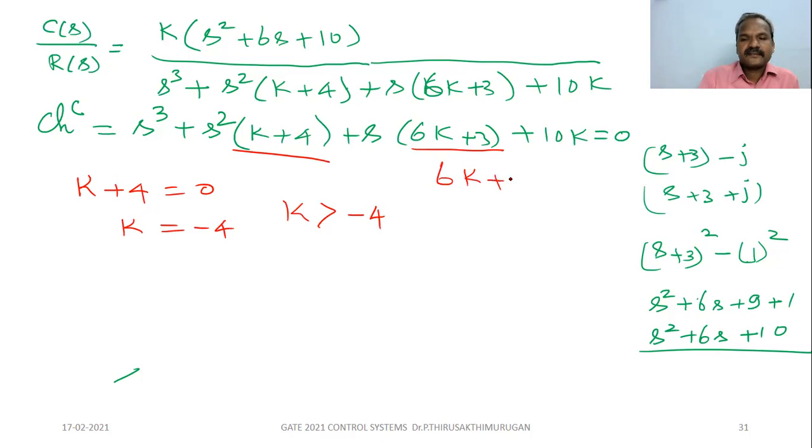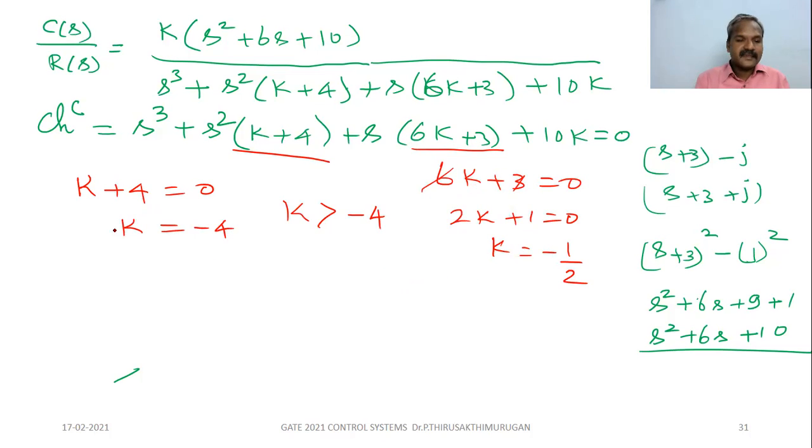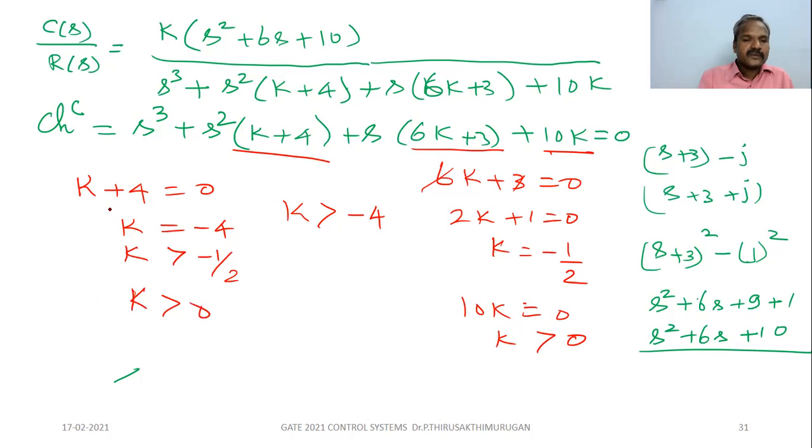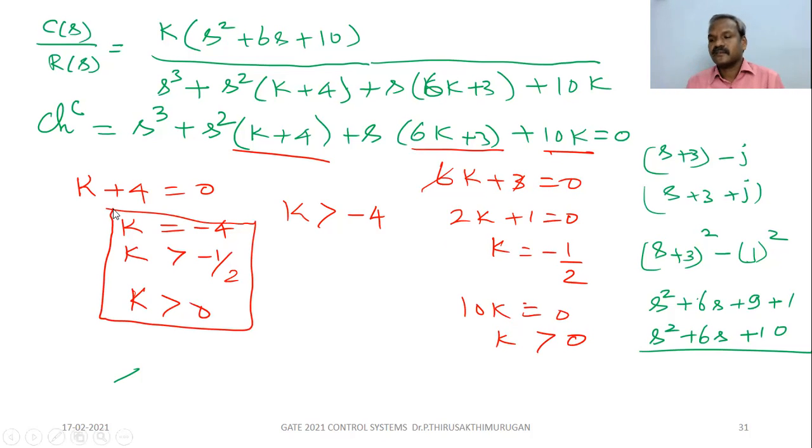Similarly, 6k plus 3 should not be equal to 0. So 2k plus 1 equal to 0, k equal to minus 1 by 2. So another case is k should be greater than minus 1 by 2. Then according to here, 10k, another condition, should not be equal to 0. So k should be greater than 0. These are all the three conditions for stability. Okay, necessary condition for stability.